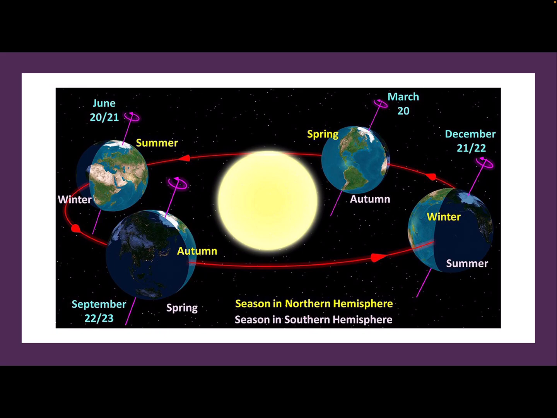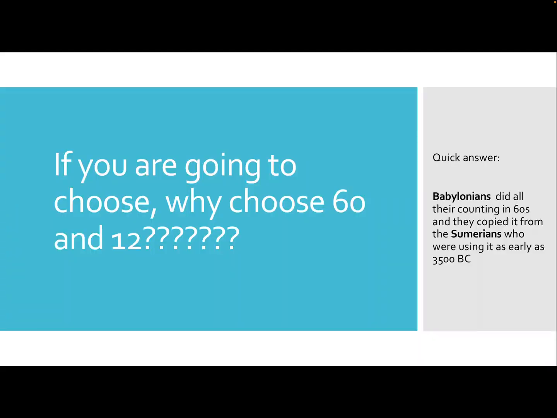Oh, this picture should have been earlier. This is where I'm showing how the days and the years are to do with the planets going round the sun. But if you're going to choose an interval, why make it 60? It seems daft. Well, the quick answer is the Babylonians did. They did all their counting in 60s, and they copied the Sumerians, who also did counting in 60s, and they were doing it in 3,500 BC.